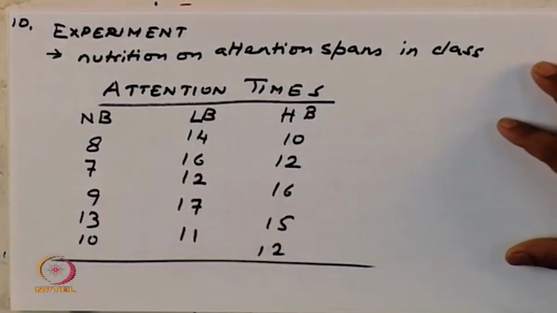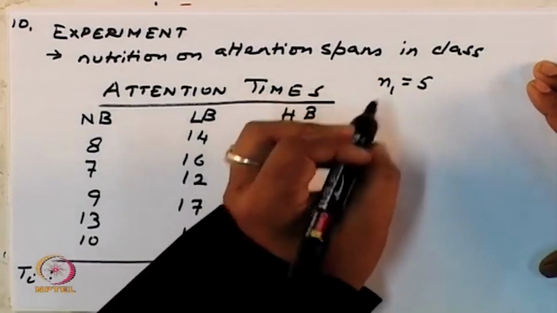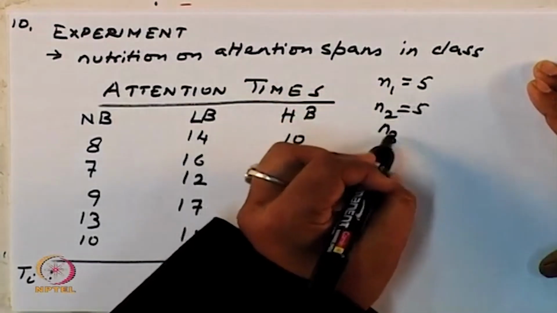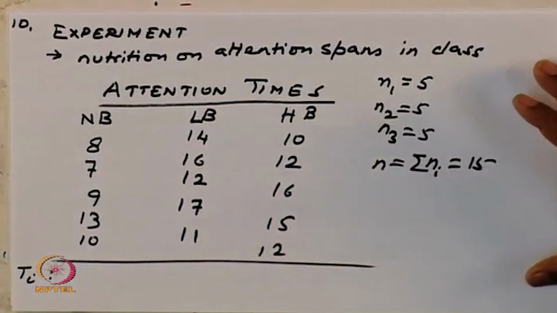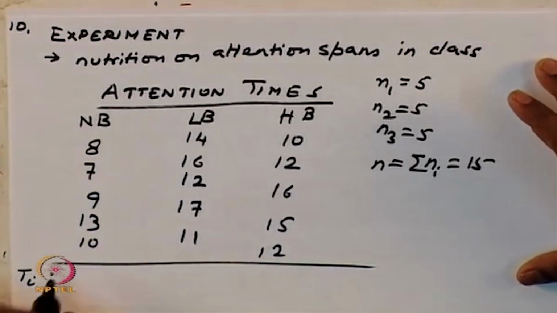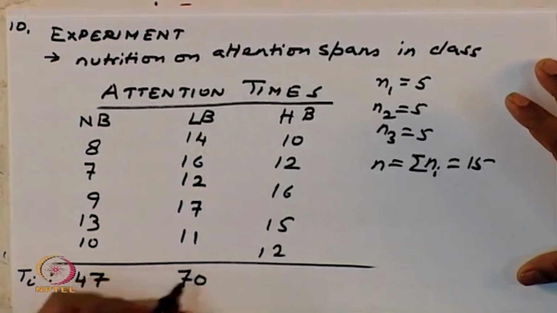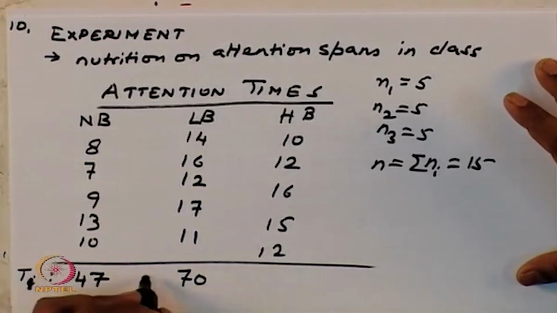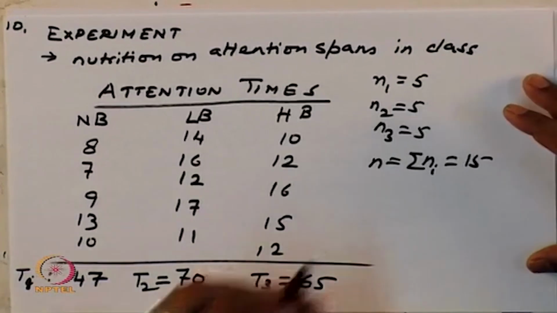Okay. So, for each of these cases I can calculate T I. T I is the total of sample I. You have N 1, the sample size for condition 1, equal to 5, N 2 is also 5, N 3 equal to 5. So, N, the summation of N I, is equal to 15. What is the value of the total sum of T I? You can sum these up. This is 47. This is 70, so this is T 1, this is T 2, and T 3 I can find out as 65.